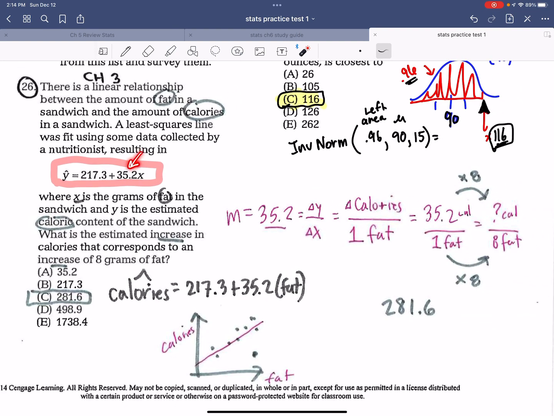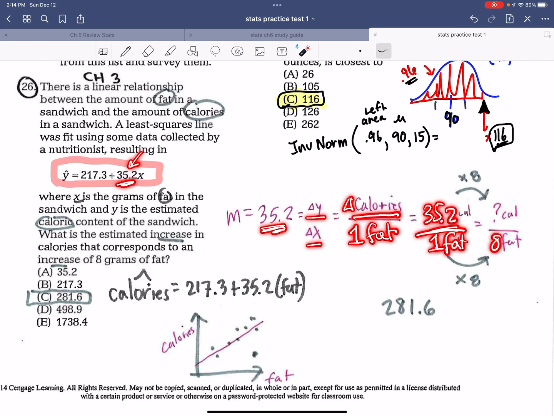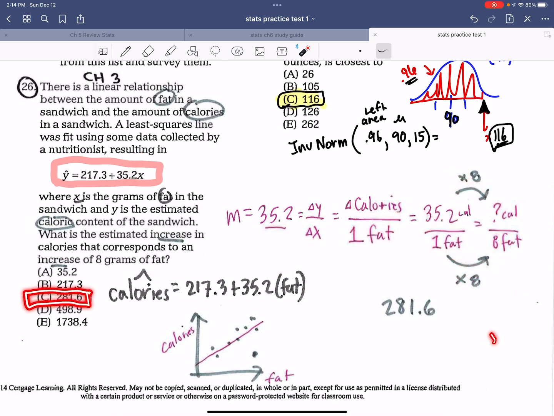So it tells us that the slope, which is the number in front of the X, is our change in Y over change in X. So it's the amount of calories we would change for every 1 gram of fat we would add to the food. So we notice these are equivalent fractions. If this is true, then how many calories would there be for 8 grams of fat? And we notice we can just multiply that number by 8. And when we do that, we get our answer C. So question number 26 is dealing with a linear equation and identifying what it means when I apply the slope to the problem. All right, question number 30.